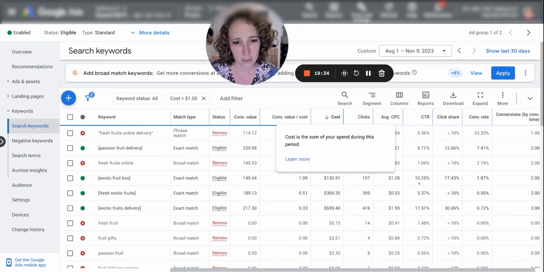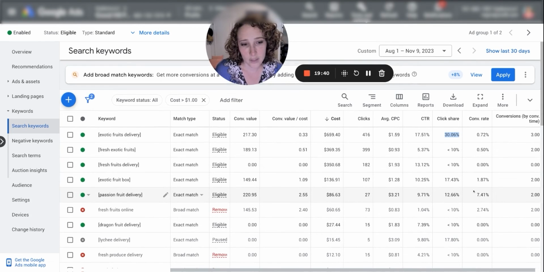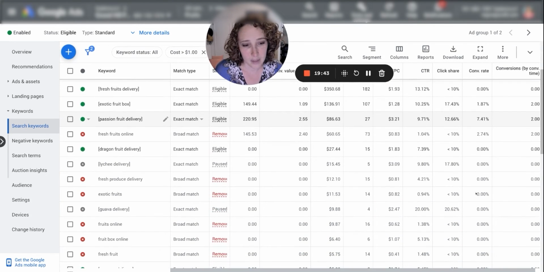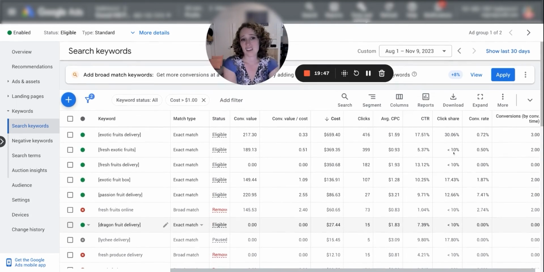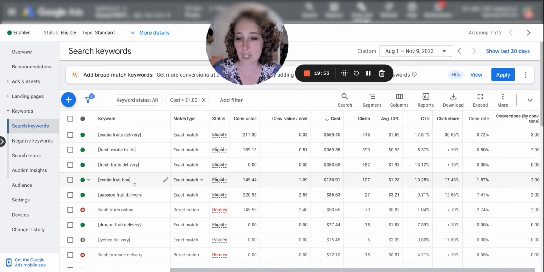And I'll sort by cost. Exotic fruits delivery, we're going after 30%. Okay, so again, not even close to 80, so I think we can spend a little more in there pretty easily. Dragon fruit delivery. Yeah, I think based on this click share, we should try pausing this keyword, which has a huge market and a lower purchase intent, especially considering the fact that, sorry, not that one. It's got a box in it.